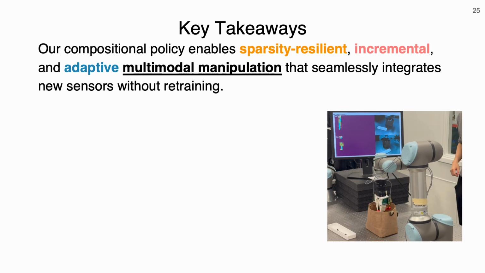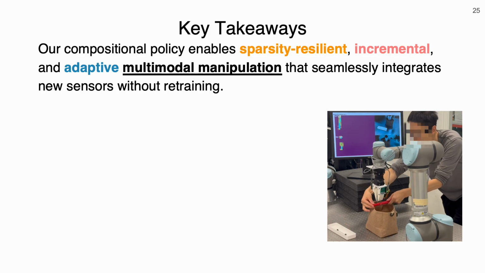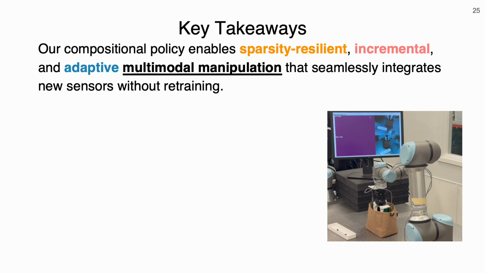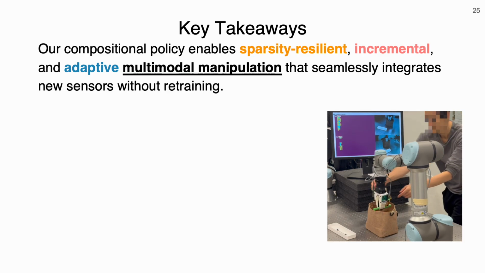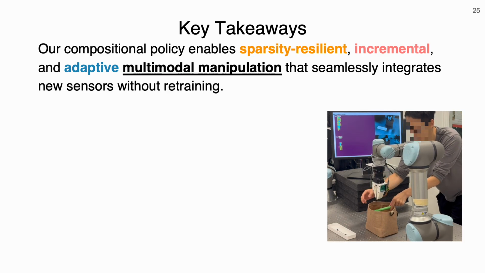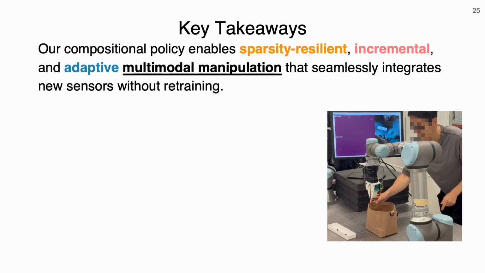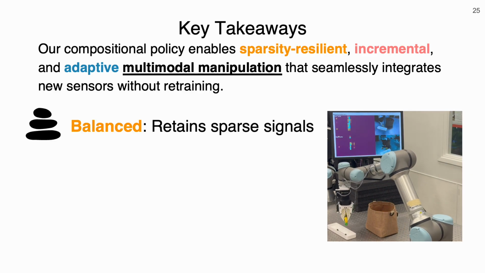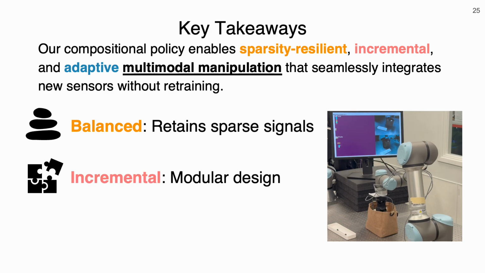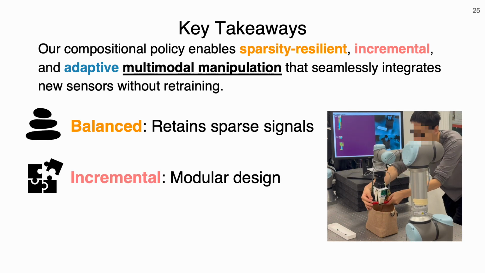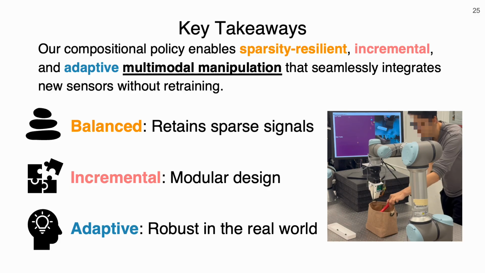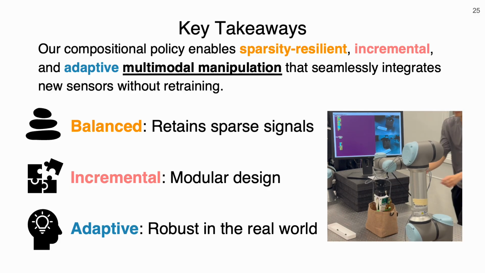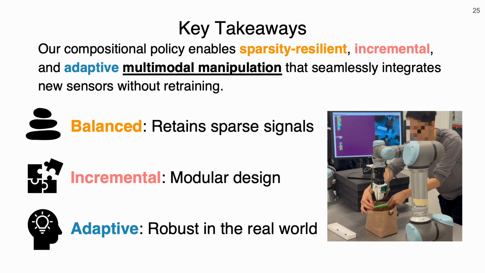In summary, the key takeaway from this work is that our compositional policy enables sparsity-resilient, incremental, and adaptive multimodal manipulation, seamlessly integrating new sensors without retraining. It retains and leverages sparse but informative signals. It has a modular design, which allows independent training and easy composition. It has also shown robust performance in the real world, even under perturbations and sensor corruptions.